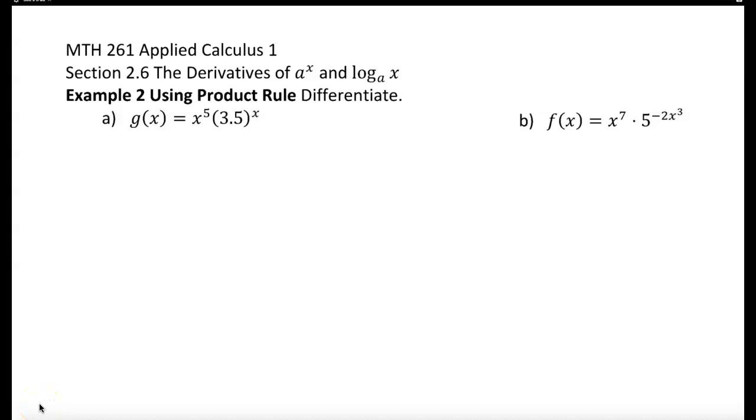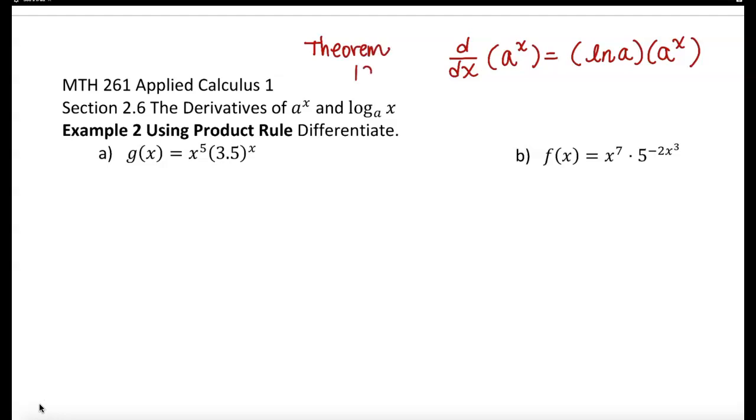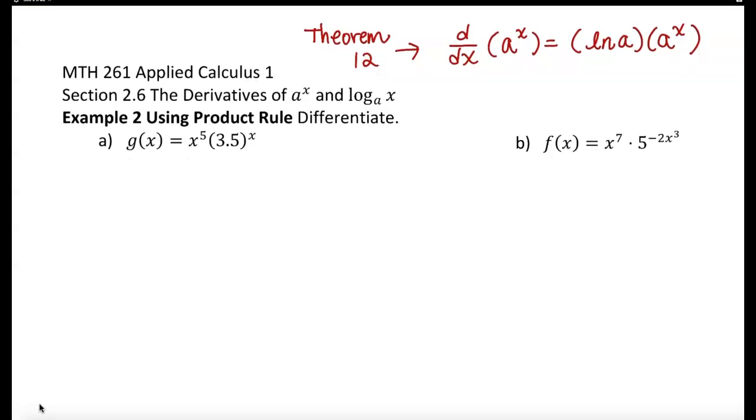Let's review the product rule, but still using that theorem number 12 that stated the derivative of a to the x power is natural log of a times a to the x. So we are going to use this theorem, but we will combine this with the product rule, the review material. So let's take a look.